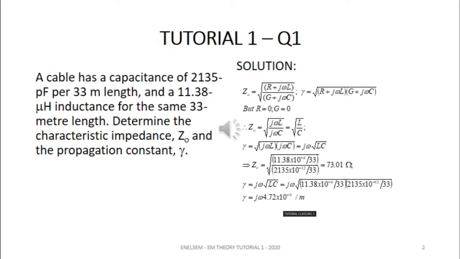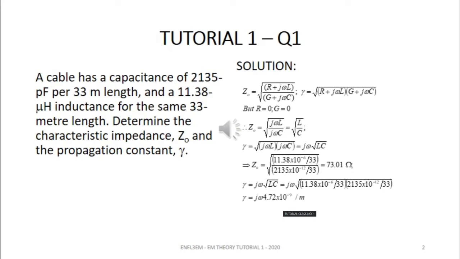Of course, we are not given a frequency, so it means that gamma will be in terms of omega. Now, as solution, we have our Z0 being given by square root of, between brackets, R plus j omega L over G plus j omega C, while gamma is the square root of, between brackets, R plus j omega L into, between brackets, G plus j omega C. But we are not given R and G, so we make the assumption that R is equal to 0 and G is equal to 0.